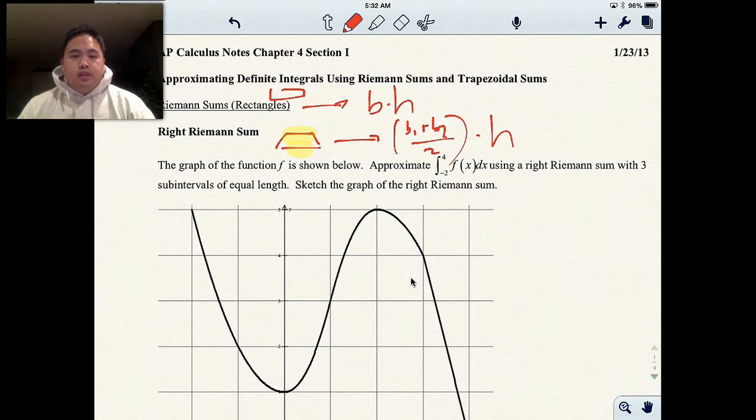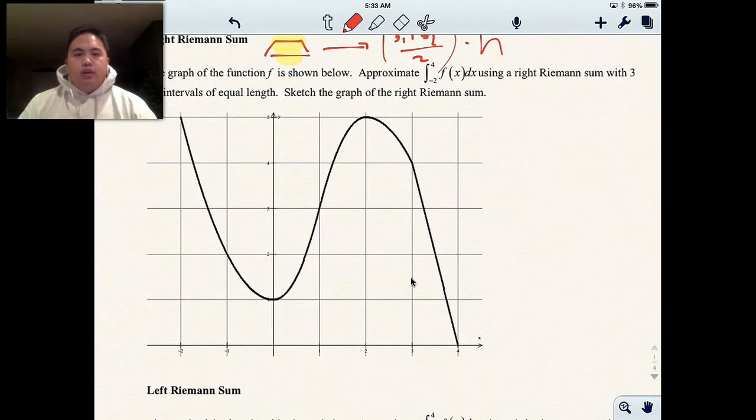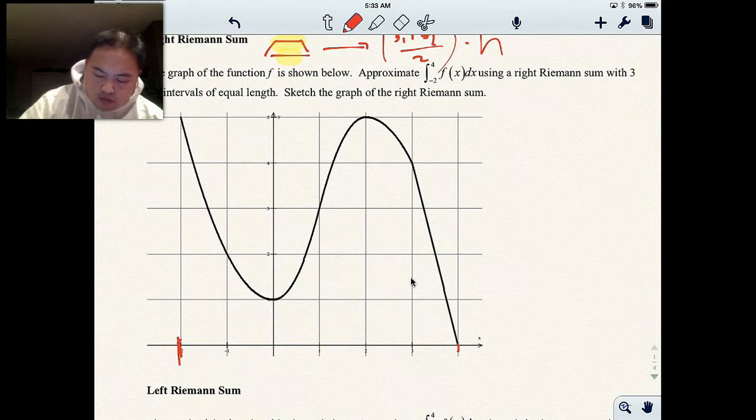The right Riemann sum says, it's right here below, that I'm going to approximate the right Riemann sum with 3 subintervals of equal length. So if you look at my graph here, I want to have a Riemann sum, and it says here from -2 to 4. So let me just mark -2 to 4 right here. And I want three equal subintervals. It says right here I want 3 subintervals of equal length.